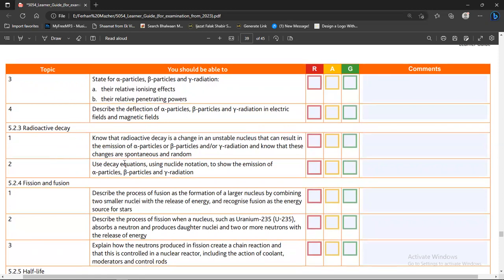Radioactive decay. Know that radioactive decay is a change in an unstable nucleus that can result in the emission of alpha particles or beta particles and/or gamma radiation, and know that these changes are spontaneous and random. Use decay equations using nuclide notation to show the emission of alpha particles, beta particles, and gamma radiation.